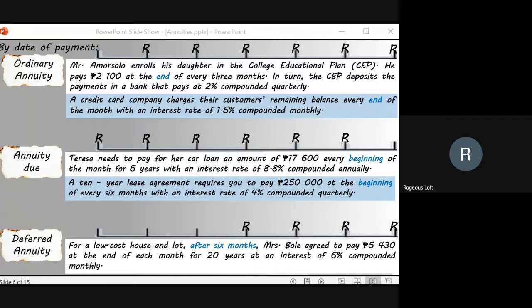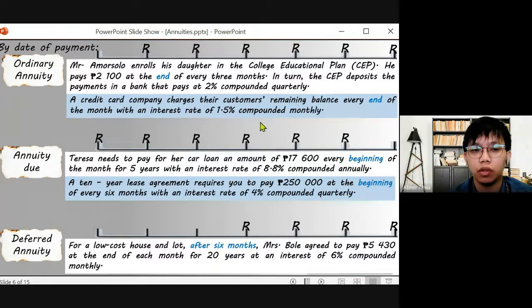Mr. Amorsolo enrolled his daughter in the College Education Plan or CEP. He paid 2,100 pesos at the end of every 3 months. In turn, the CEP deposits the payments in a bank that pays 2% compounded quarterly.